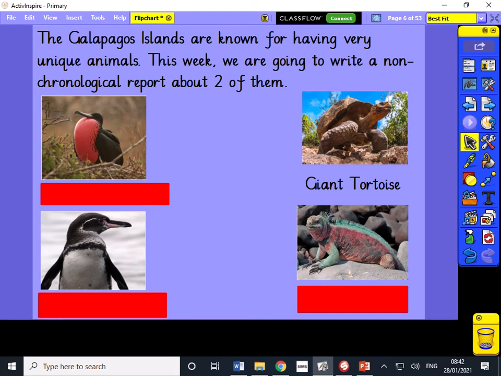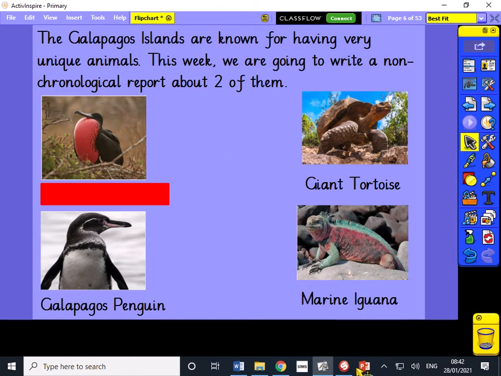This guy obviously is the giant tortoise. This guy, clearly the Galapagos penguin. I say this guy, they could also be girls, who knows. This is a marine iguana. Now marine, does anybody know what that means? It means in the sea. So these iguanas are found in the sea more often than not. That's where they hunt and where they eat.